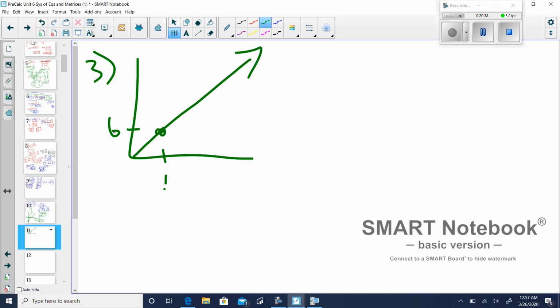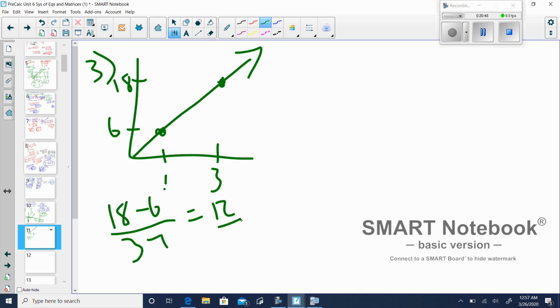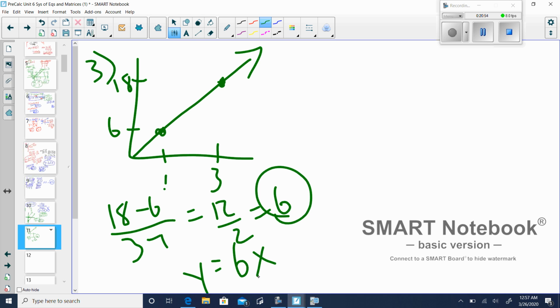We're coming up, and it looks like we have some consistency. So we go from (1, 6) to (3, 18). So 18 minus 6 over 3 minus 1, 12 over 2. So we have a slope of 6. y equals 6x because it starts at the origin. Now, that's for Water's Edge rafts.